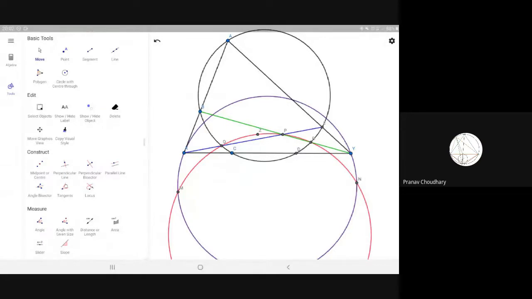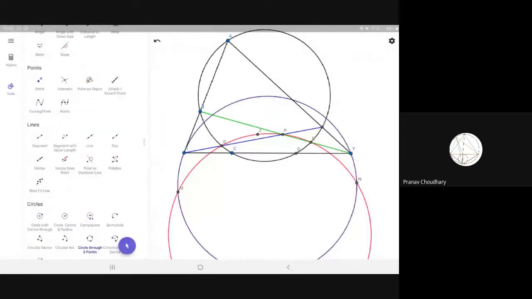MNPZ cyclic. One second. MNPZ. Yeah, that's by definition, right? Oh, like that's what you needed to prove. I didn't see that. Think so.